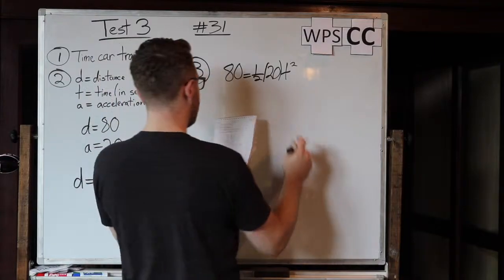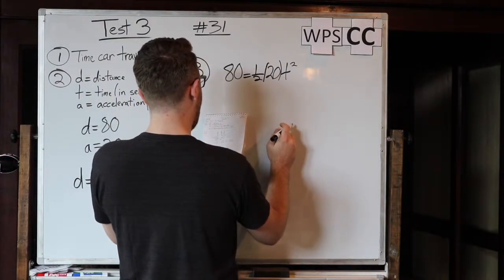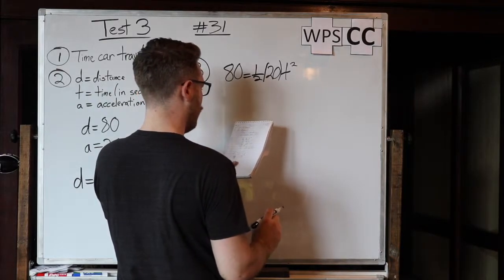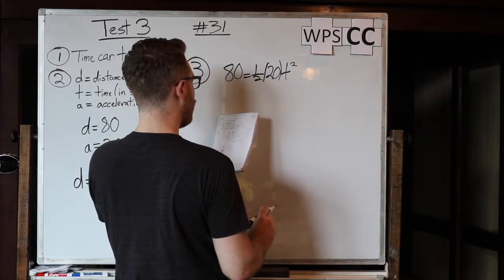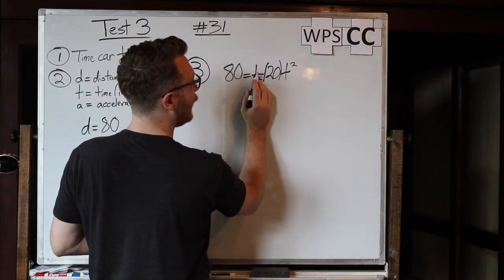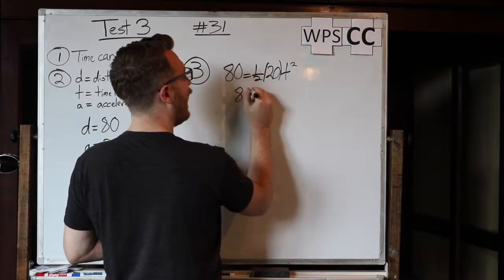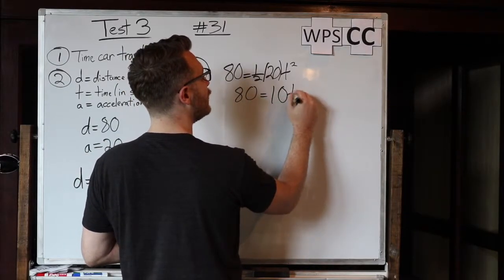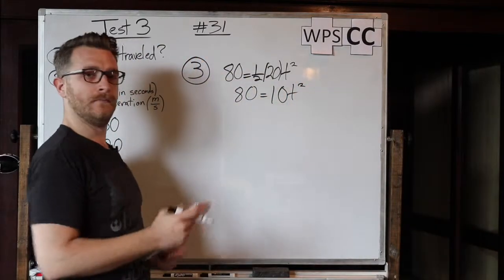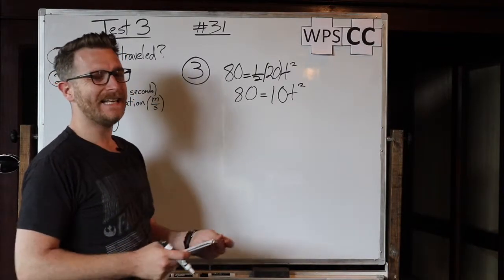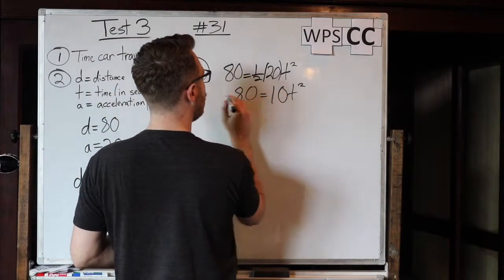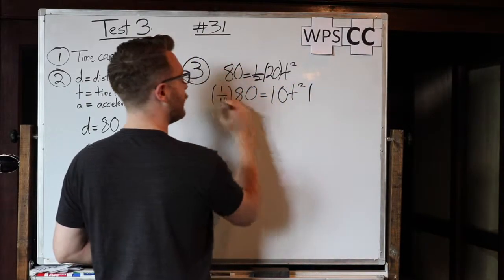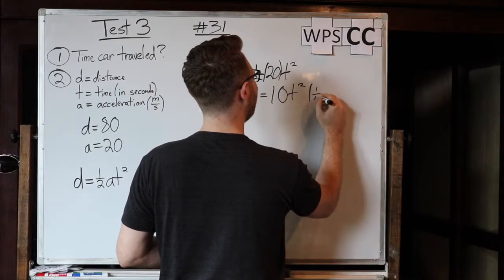Let's do it. The first thing I want to do probably is combine this 1/2 and this 20. I'm going to have 80 equals 10 t squared. Now, I want to get rid of this 10 to isolate that t, right? So I'm going to multiply both sides by 1 over 10. That's kind of the same thing as dividing both sides by 10.